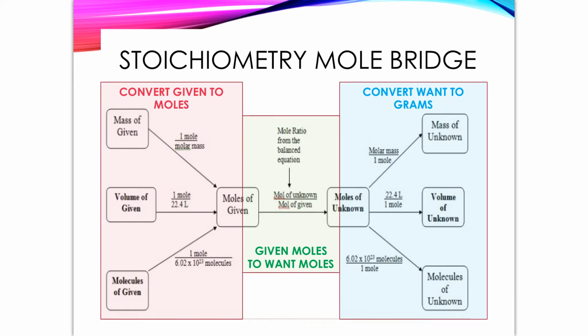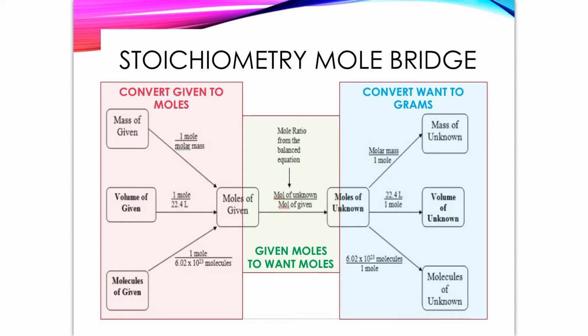Here is a visual of the stoichiometry, quote, mole bridge, as some people call it. But bottom line is, this is a visual to help you understand what we're doing. Now, on this side is what we're given, and on this side is what we want, or the unknown. And then the bridge is the molar ratio bridge from the balanced equation. Now, we are going to start today just using mass of given to convert to moles of given, then to moles of want or unknown, and then back to mass of want or unknown.